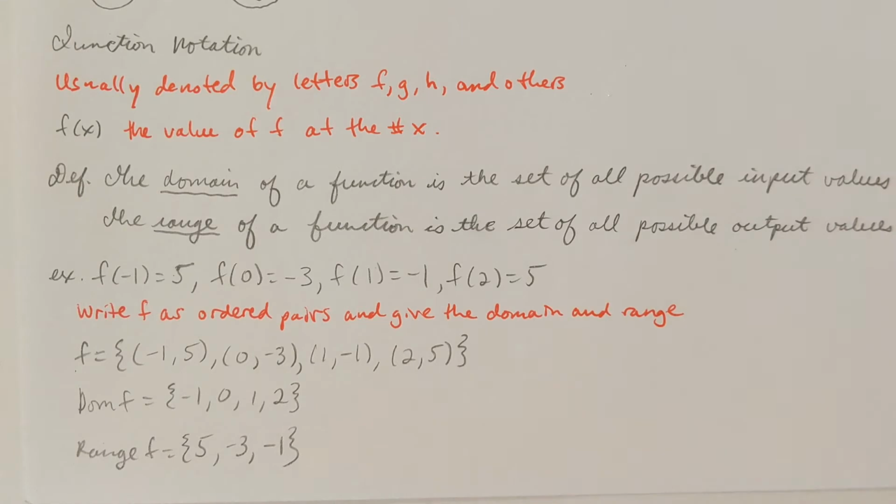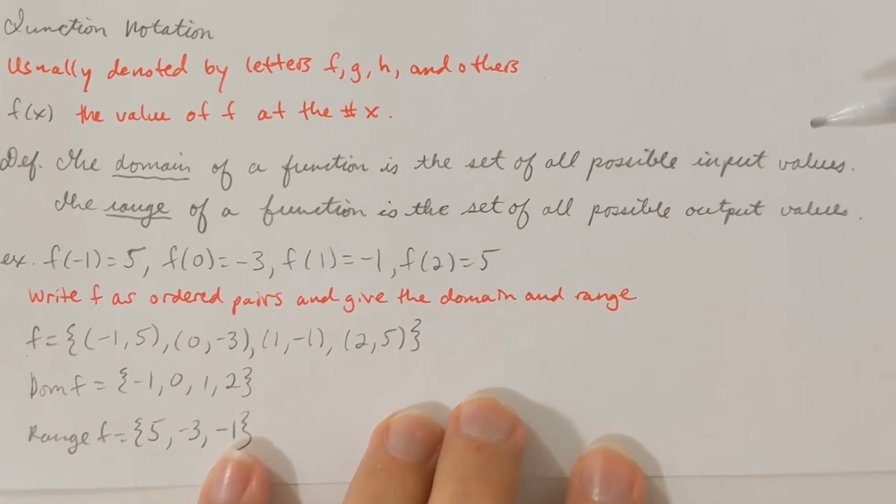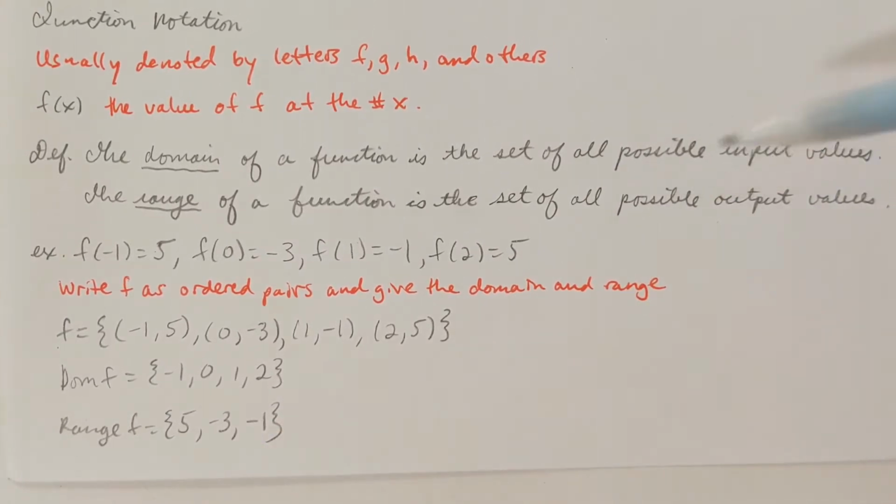Function notation: functions are usually denoted by the letters f, g, and h and others. f of x is the value of f at the number x. The domain of a function is the set of all possible input values, and the range of a function is the set of all possible output values. As an example, f of -1 is equal to 5, f of 0 is equal to -3, f of 1 is equal to -1, and f of 2 is equal to 5.